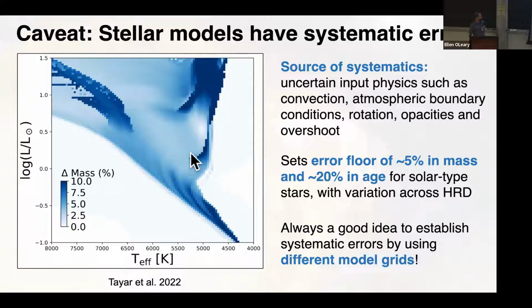So here's an example. This is a recent paper by Jamie Taylor that showed the differences in mass across the HR diagram, luminosity, temperature, for different kinds of models. So this is a set of 4 or 5 different evolutionary models, and calculating what the mass differences are in percent at different parts of the HR diagram. And the main takeaway is that these differences are, on average, it depends on where you are, but on average about 5% in mass, and that translates into a floor of about 20% in age. So if you get your masses and ages to better than 5 and 20%, you should be cautious of these effects.